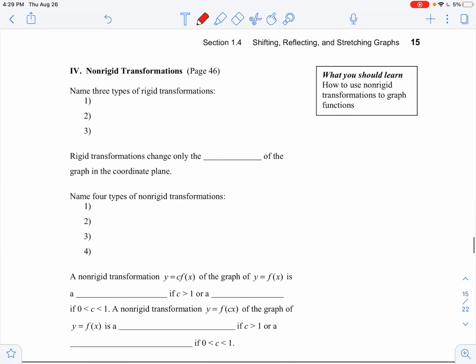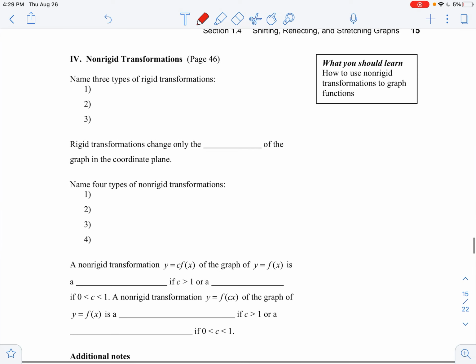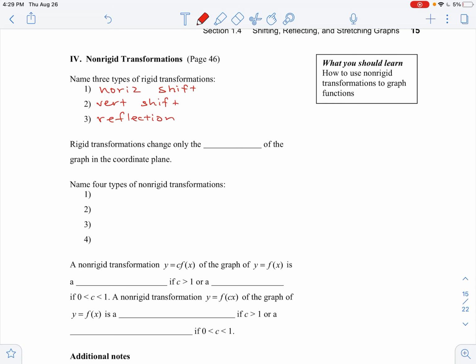Okay. And then transformations, remember there's 3 types of rigid ones. If it's horizontal, it can be a horizontal shift, right or left, a vertical shift, up or down, or it could be a reflection over the x or the y-axis. Rigid transformations only change the position. They don't change anything else, right? It doesn't change the actual shape.